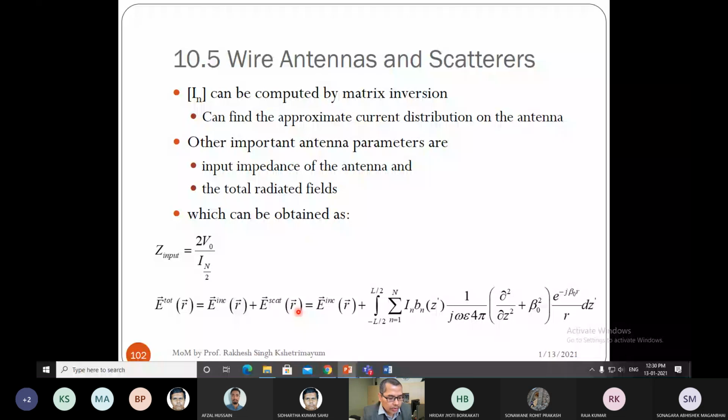In is the only unknown in this expression here. Bn is known. All other terms are known to us. So you can find out the scattered electric field. You know what is incident electric field. You can find out the total radiated field also.